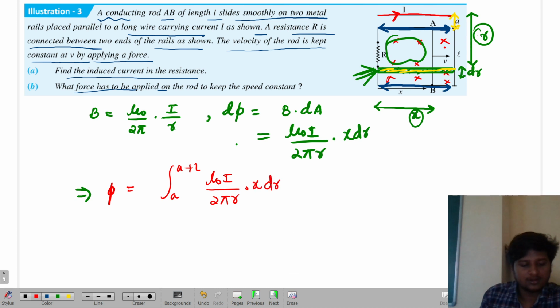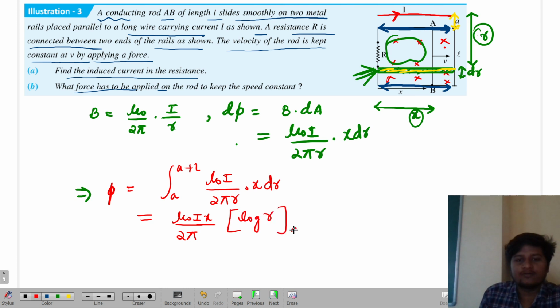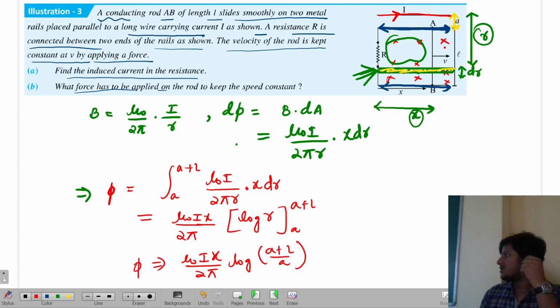So how much do I get? Mu naught I x by 2 pi, and this is going to be log of R, log of R from A to A plus L. How much did I get as phi? Mu naught I x by 2 pi log of A plus L divided by A. This is the total flux in the system. Is that correct?